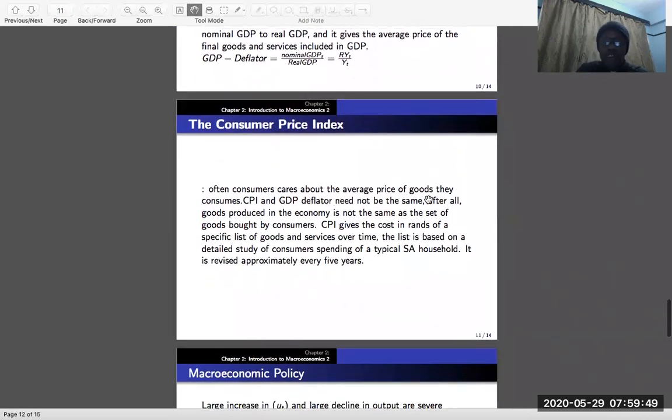Often consumers care about the average price of goods they consume. So CPI and the GDP deflator need not be the same. After all, goods produced in the economy are not the same as the set of goods bought by the typical consumer. So what a country produces is not necessarily what a typical household buys. If you're talking about the GDP deflator, you're referring to a country's production because you calculate that in terms of GDP. But if you're talking about CPI, we calculate that as a basket of goods a typical household purchases. CPI gives the cost over time of a specific list of goods and services. The list is based on a detailed study of consumer spending of a typical South African household and is revised approximately every 5 years, right?